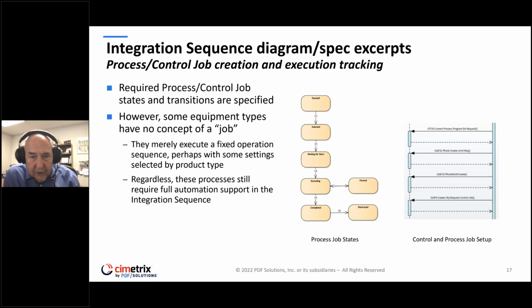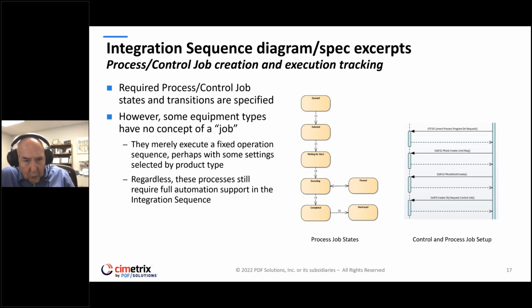Okay, process and control job creation and execution. This is very similar to what you would have in a front end. It's a little bit simpler, both in terms of the object model for each of those job types and the interactions. But the messages in this integration sequence match exactly what the messages would be in a GEM 300 implementation. It's just that there's a strict subset of those that are required for the back end.